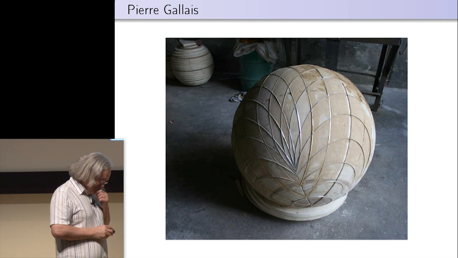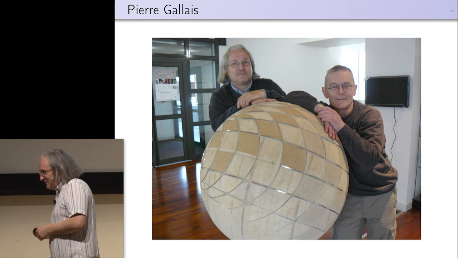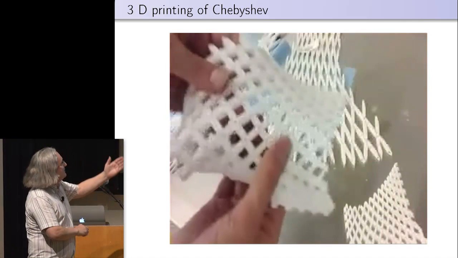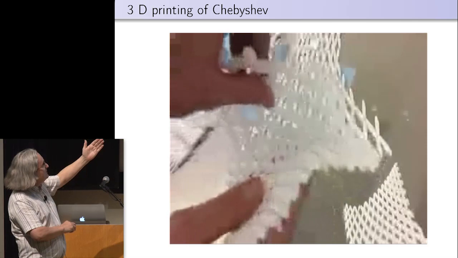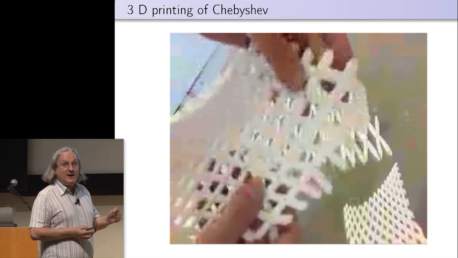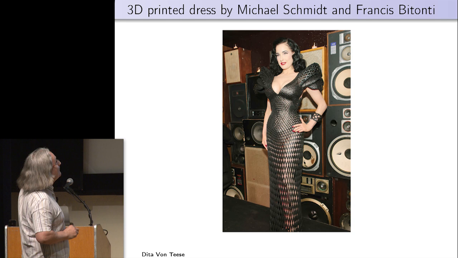Now I'm going to show you another proof of it. And this other proof is really modern technology, 3D printing. Here's something you find on the net. You can print these Chebyshev nets. This is just 3D printing. And you see how flexible it is. This is something very flexible that you can use as a cloth. And now I show you what kind of cloth and kind of dress you can do with this 3D printing. You see rhombuses.